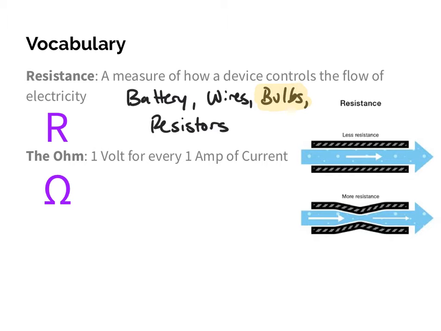To measure resistance, we're going to use what's called the ohm. Okay, so this is the one fancy symbol that you saw. This is the Greek letter omega.